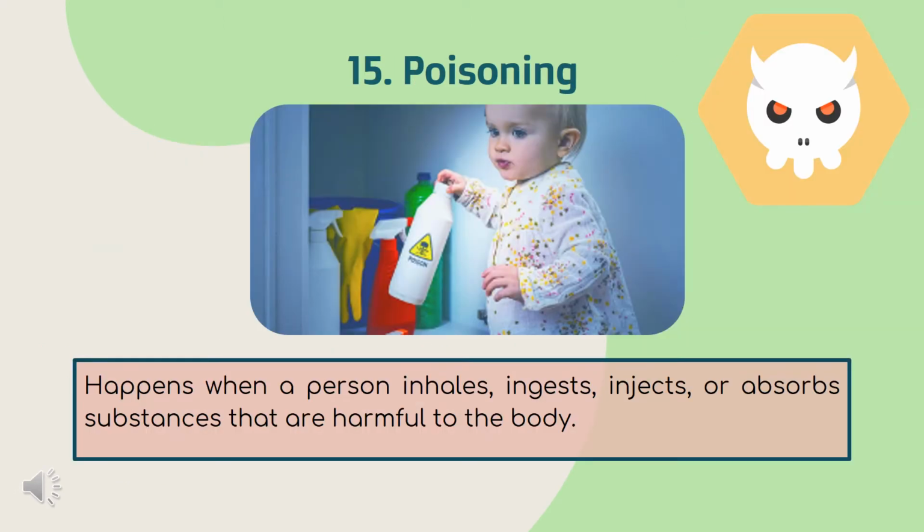Poisoning. This happens when a person inhales, ingests, injects, or absorbs substances that are harmful to the body. Children younger than 6 years of age are at higher risk for ingesting pharmaceutical agents. So these are more common to children. Examples include acetaminophen poisoning, which is an OTC medication that is frequently involved in childhood poisoning. Other poisoning includes caustic poisoning, which is the ingestion of a strong alkali, iron poisoning, which is frequently swallowed by small children because of the active ingredient in vitamin preparations, and lead poisoning.